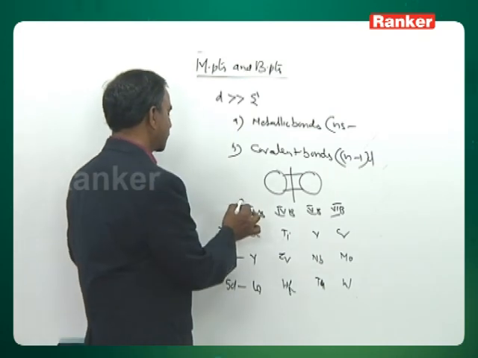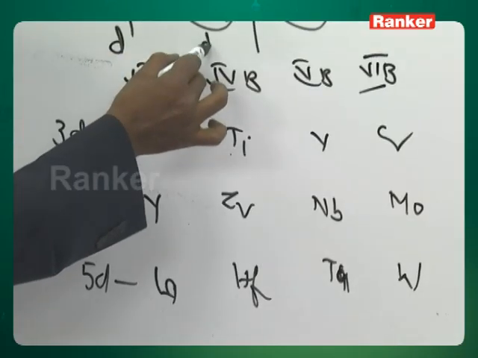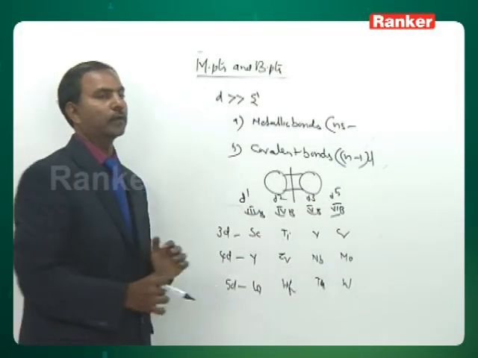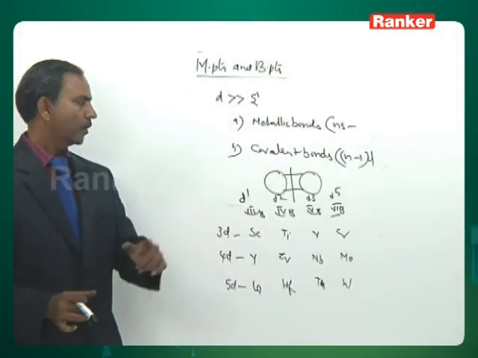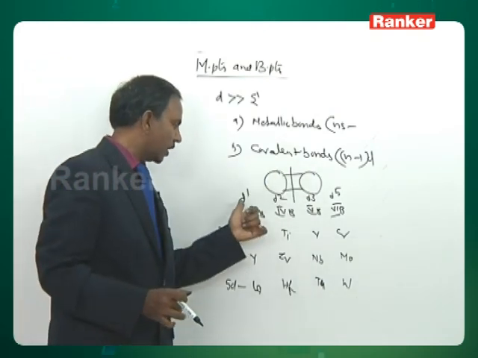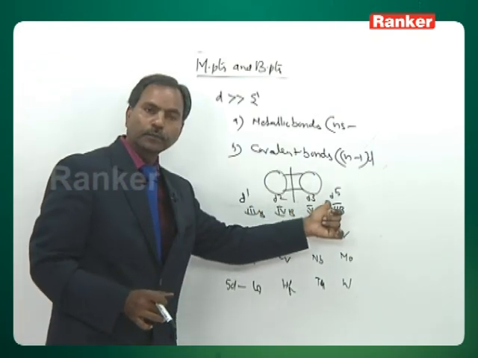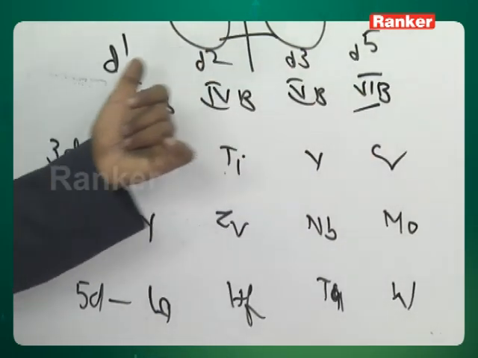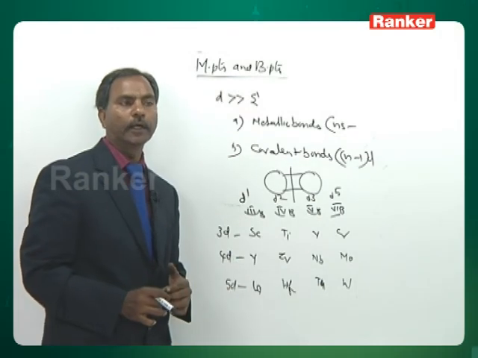So, what is the electronic configuration here, from d1 to d2 to d3? Chromium's configuration is d5. What I said is that the element carrying more unpaired electrons is capable of forming more covalent bonds, and that will have greater melting and boiling points.